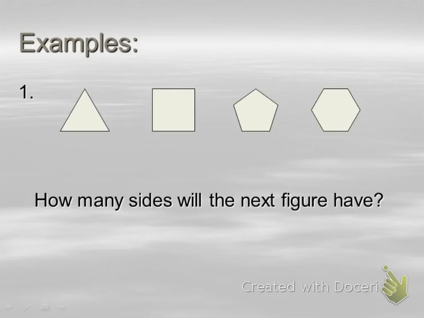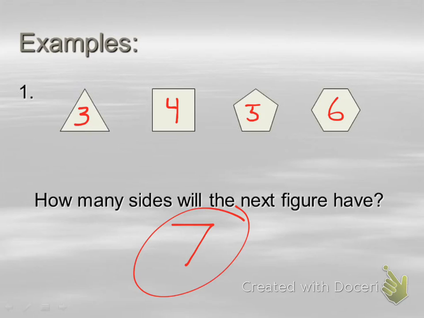7. How'd you get 7? Yeah, if you count the number of sides, this one has 3 sides, this one has 4 sides, this one has 5 sides, and 6 sides. So the next figure should have 7 sides. 7 is the answer. Now, if it said draw the figure, you'd have to draw a 7-sided figure. But it just says how many sides will it have, so your answer is 7. Technically, you should say 7 sides.